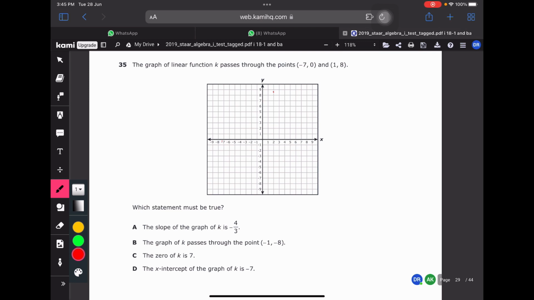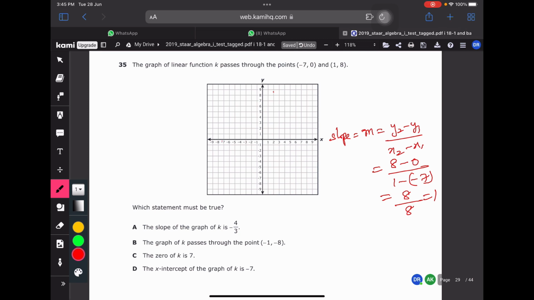We'll see. So here you are given m, which is the slope, equal to y2 minus y1 divided by x2 minus x1, which is equal to 8 minus 0 divided by 1 minus of minus 7, which is equal to 8 by 8, which is equal to 1. So this option cannot be correct. For 35th one, this is not correct because it's not minus 4/3. It passes through those points.